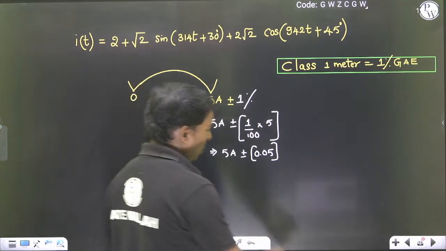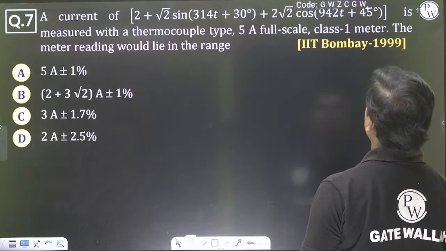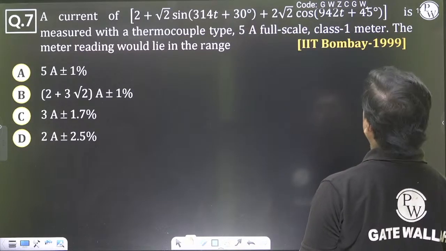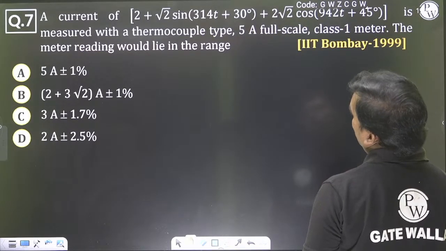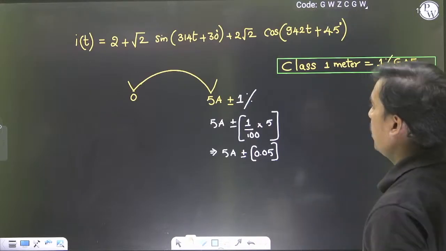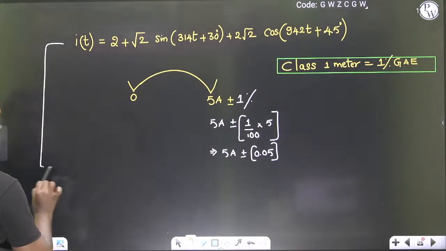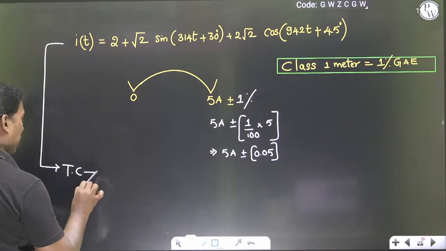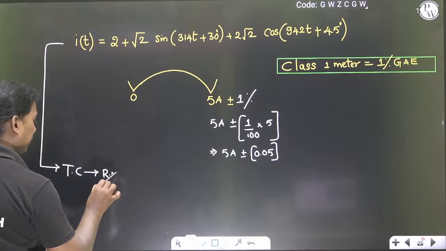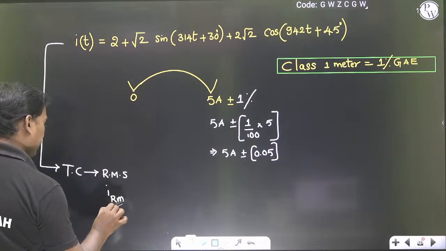On a full scale, 0.05. So the question here is about the measurement of this current. First of all, it is a thermocouple. So if you see this, a thermocouple measures the RMS. So what is the IRMS for this equation?